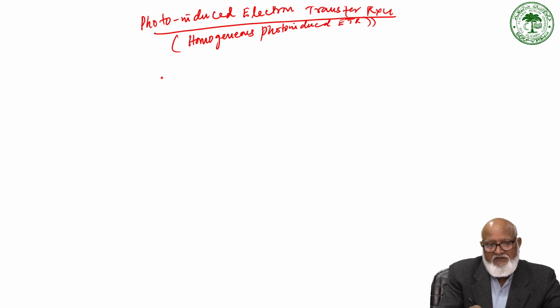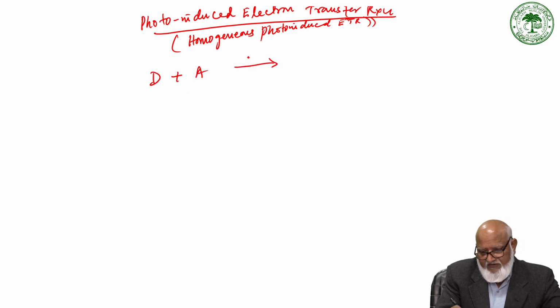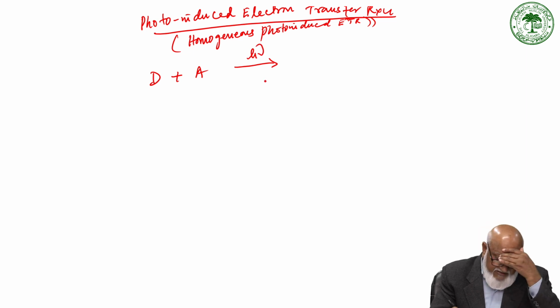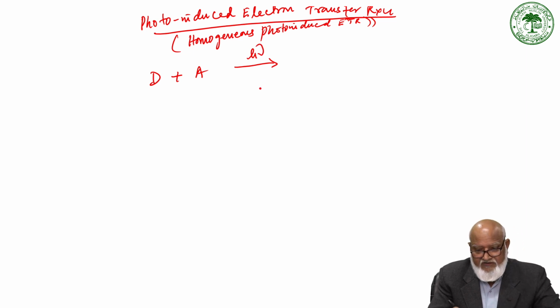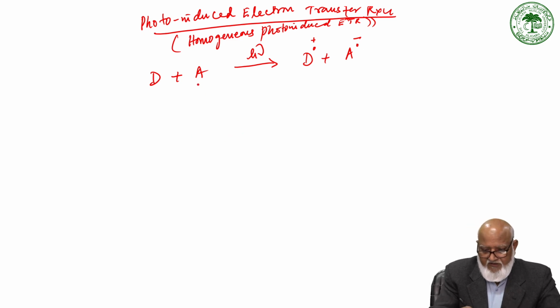In this one, we have a donor and we have an acceptor. In the presence of light, the donor gives an electron and the acceptor accepts an electron. We have a donor which gives an electron, forming a donor radical cation plus an acceptor radical anion. This is taking place in the presence of light.